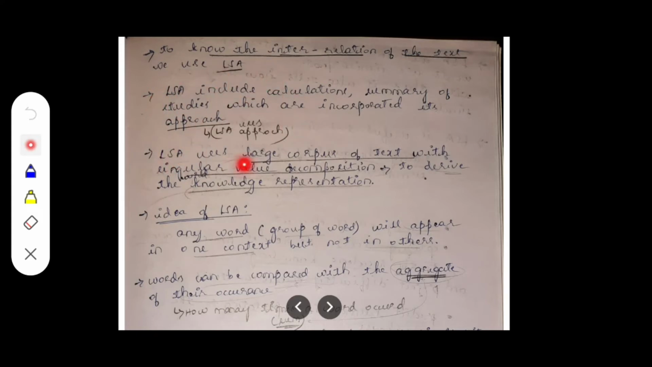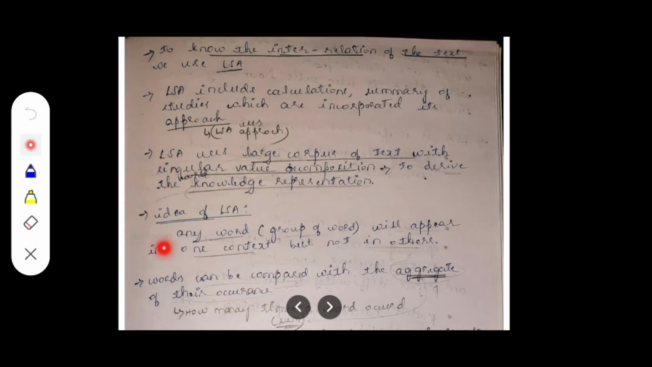LSA uses a large corpus of text with singular value decomposition. Why are we using this? To derive the word knowledge representation. So LSA is made up of what? A large corpus of text, which undergoes singular value decomposition, and we use this to derive the knowledge representation, that is, the word knowledge representation.